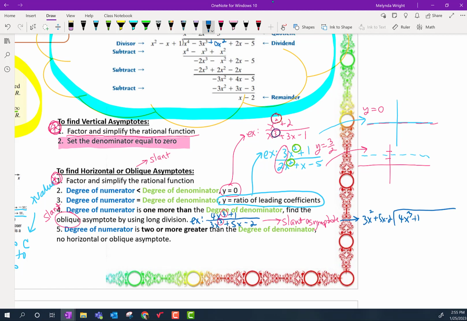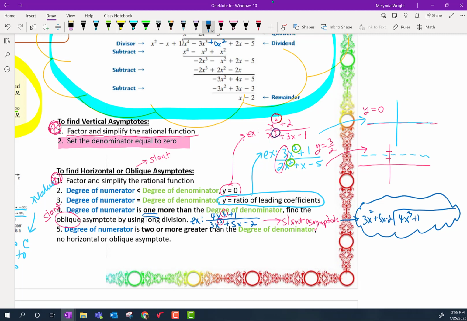Now, I totally made that up just out of my brain. That's not a nice rehearsed problem. So we're not going to go through the division, but that's how you would find the slant asymptote, by doing long division. This is what you would do if the degree was 1 more. So maybe you're wondering, what if it's 2 or more greater? What's going on there?